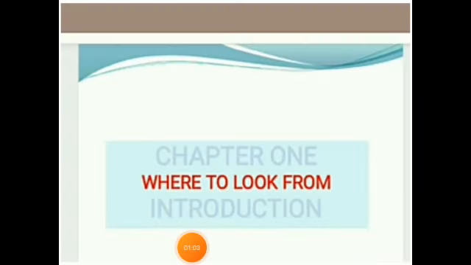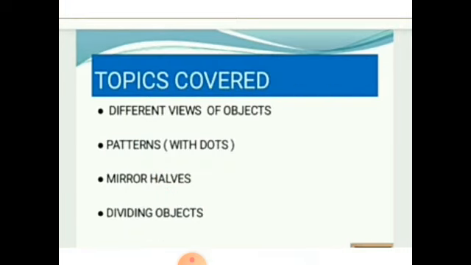Let us see, children, chapter number 1, Where to Look From. This chapter covers 4 topics. First one, different views of objects. Second, patterns with dots. Third one, mirror house. Fourth one, dividing objects. Of these 4 topics, today I will go with different views of objects.